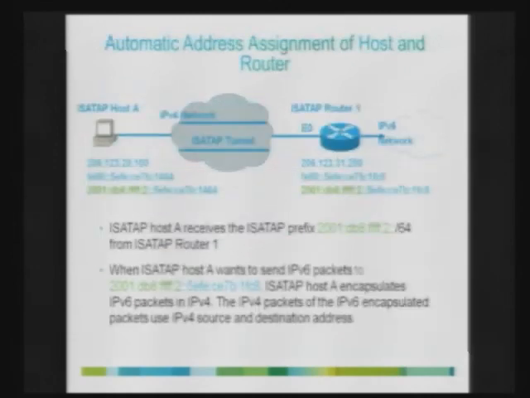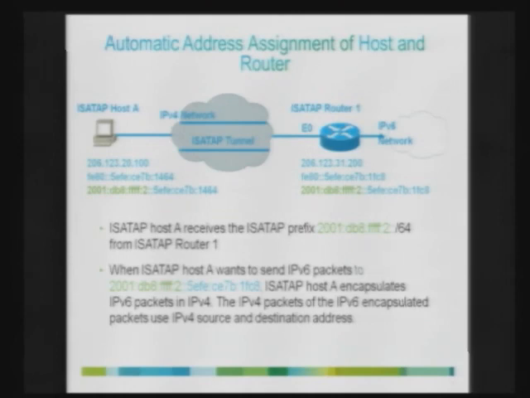The way the tunneling works is, first of all, one or more routers connected to the link should be configured for ISATAP tunneling. When the router sends out the router advertisement, it typically sends out multiple prefixes, and one of the prefixes would be designated as a prefix for ISATAP tunneling.